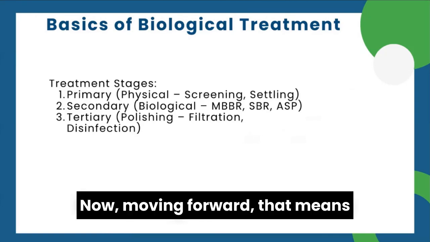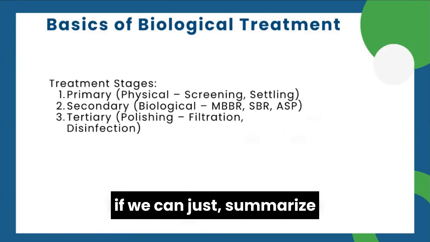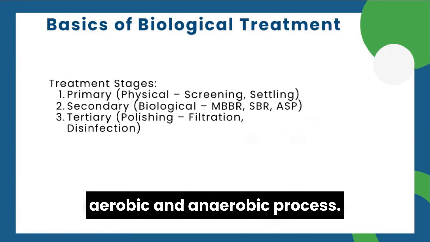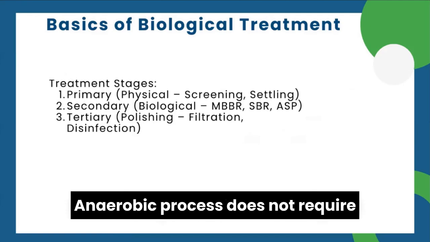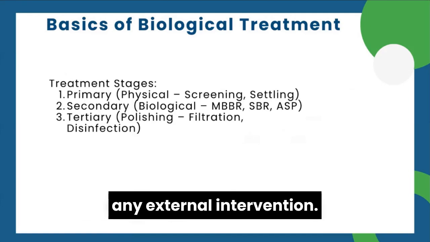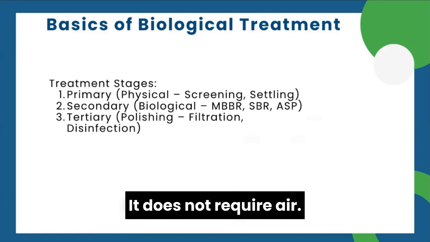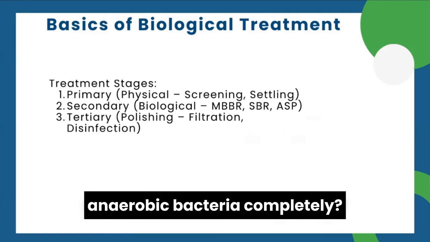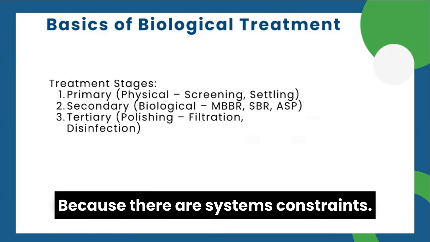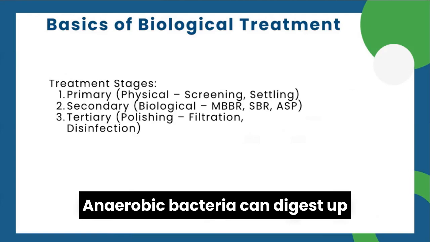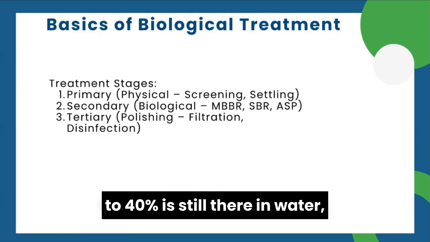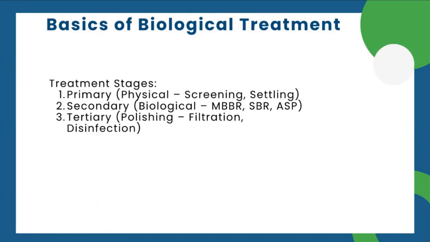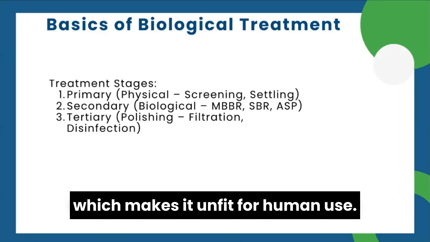Now moving forward, if we can just summarize aerobic and anaerobic process, aerobic process requires external intervention by providing air. Anaerobic process does not require any external intervention. It does not require air. Okay, but why not use anaerobic bacteria completely? Because there are systems constraints. Anaerobic bacteria can digest up to 60 to 70%, and remaining 30 to 40% is still there in water, which makes it unfit for human use.